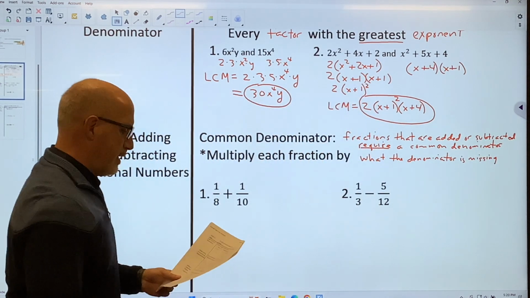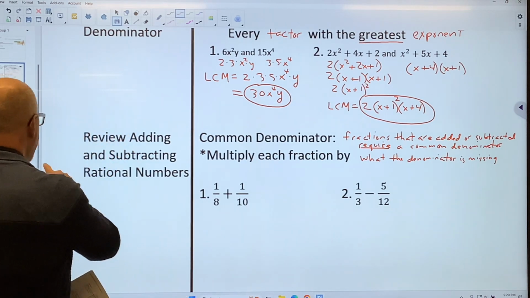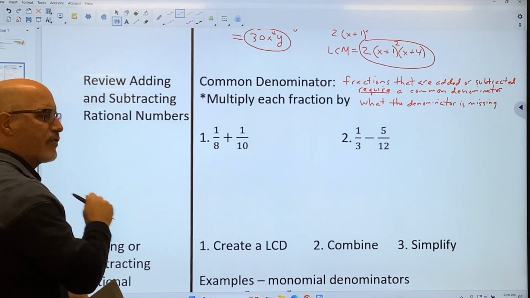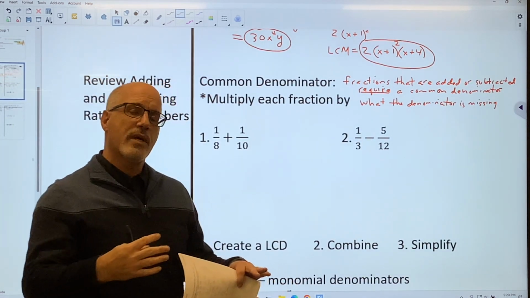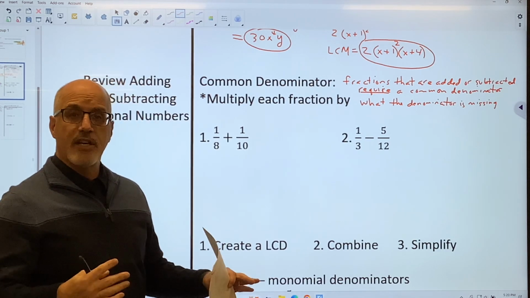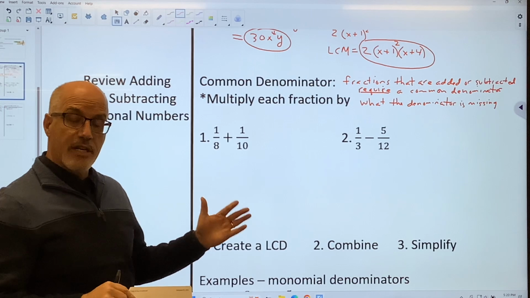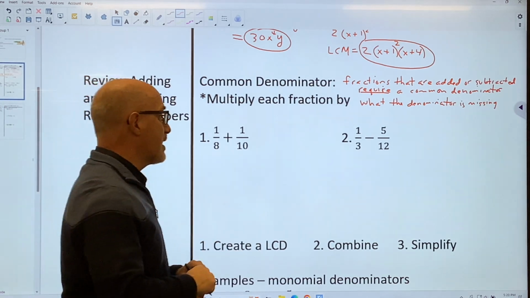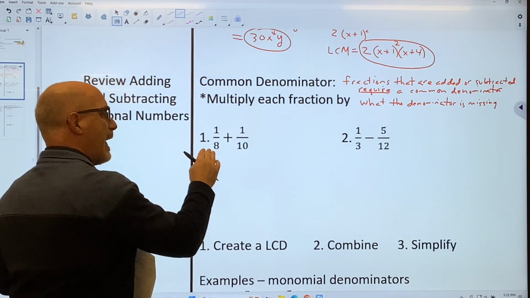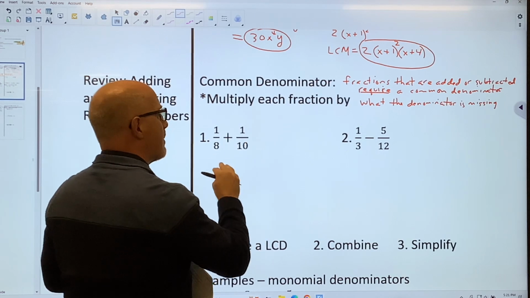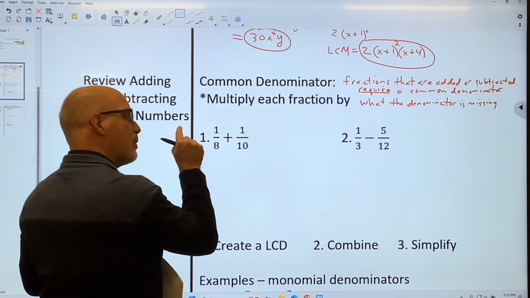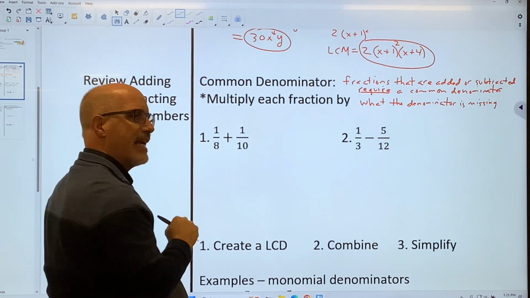All right, so let's look at these two. We're going to do it with rational numbers first, just to tie back to the problems that you've done in your past. Probably in earlier math classes, you've done it with just rational numbers without variables. Let's start with these. What we would ask the question is, for the common denominator, the least common denominator, what's the smallest number that 8 and 10 go into?